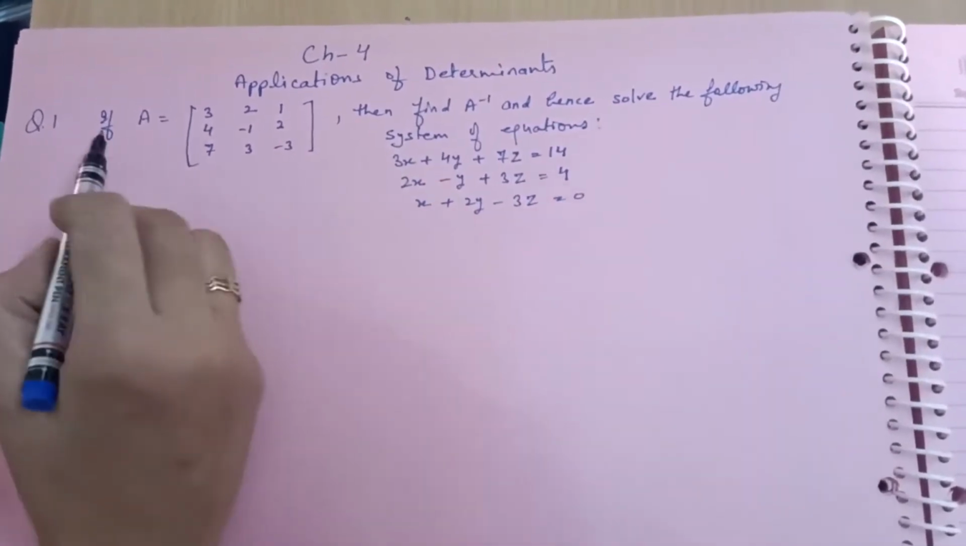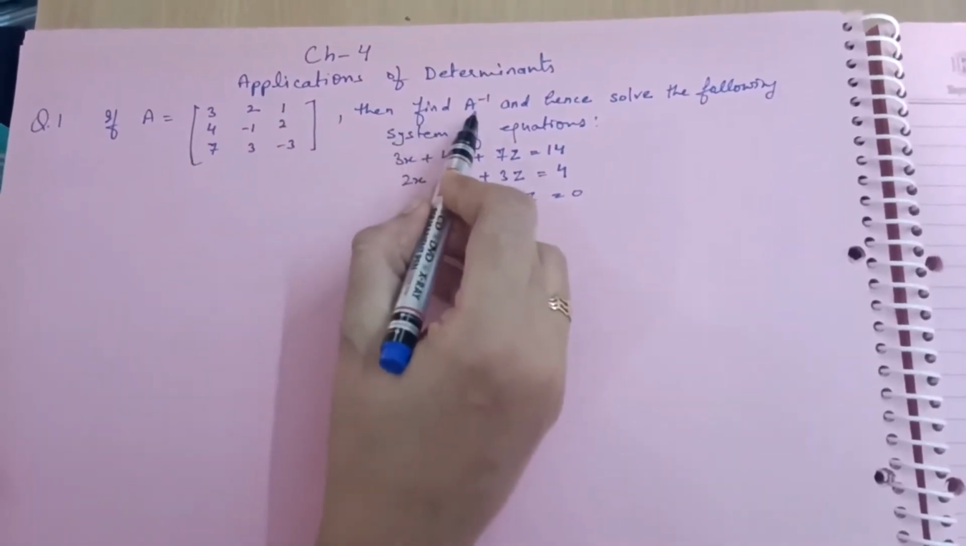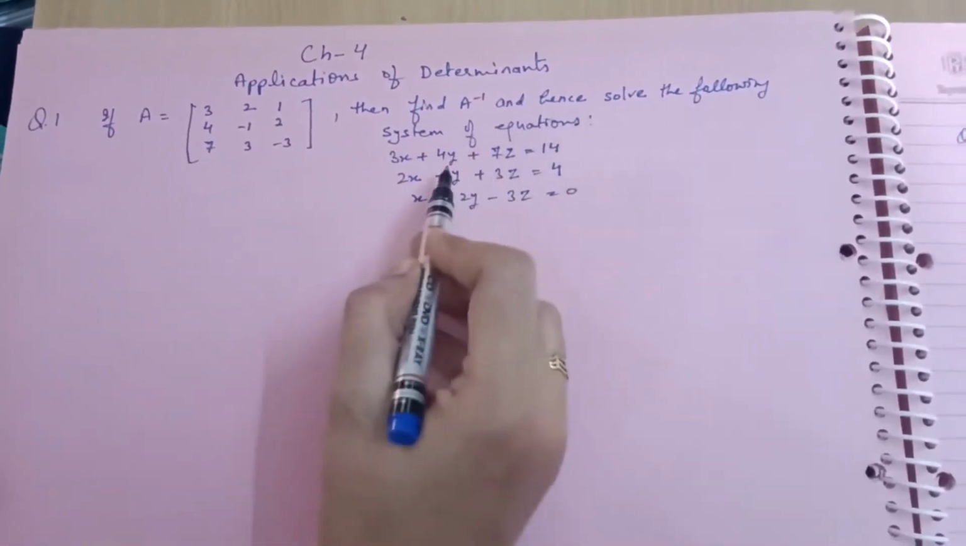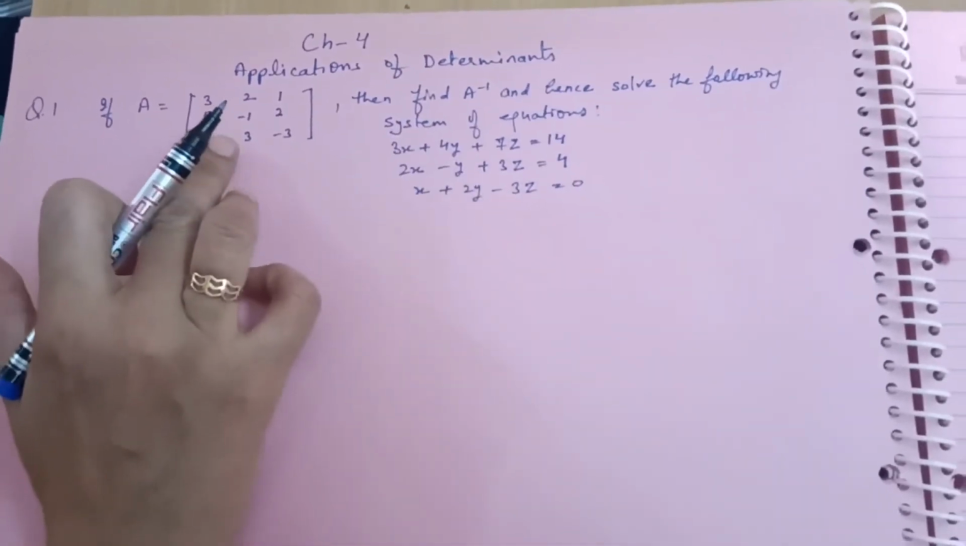The first one: if A is a given 3 by 3 square matrix, then find A inverse and hence solve the following system of equations. It has two big parts to solve. First I need to get A inverse.